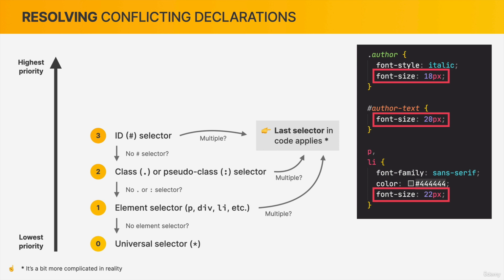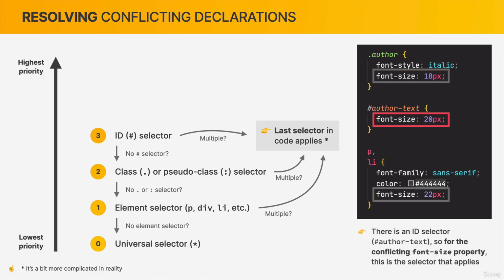What matters is that the universal selector is the one with the lowest priority of all. All right? But now, going back to our example and taking into consideration the rules that we have here, we should now be able to resolve the conflict that we have here. So we have a class selector, then we have an ID selector, and then we have an element selector, right? So, based on the rules that we just learned here, it is the ID selector with the ID of author text that will decide the font size of this element. So for the conflicting font size property, it is this ID selector that actually gets applied.